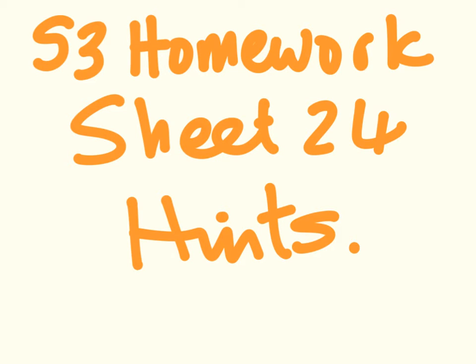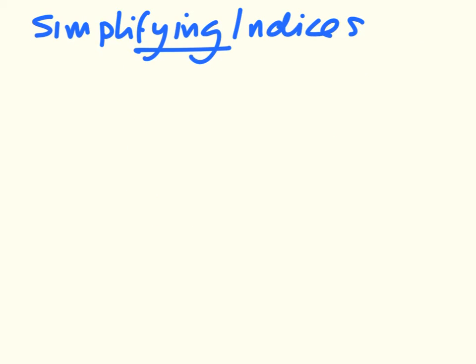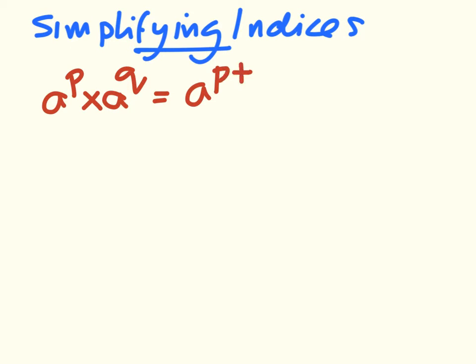Okay, here we go with some hints for homework sheet 24. The first section is all about simplifying indices. Now the rule that we're going to use here is that any number to the power p times any number to the power q is the same as any number to the power p add q.